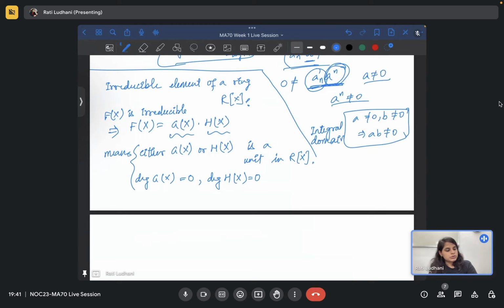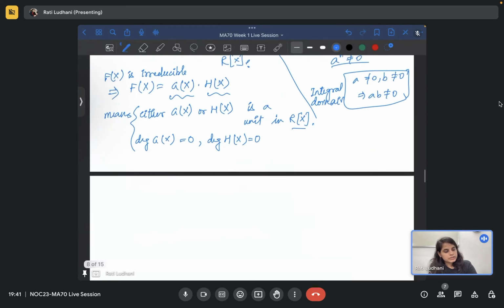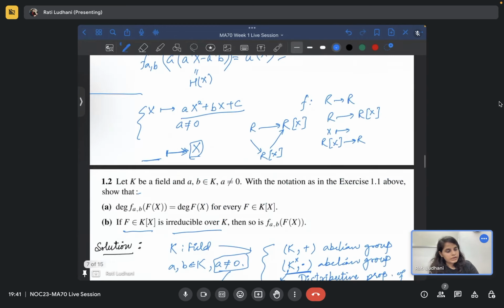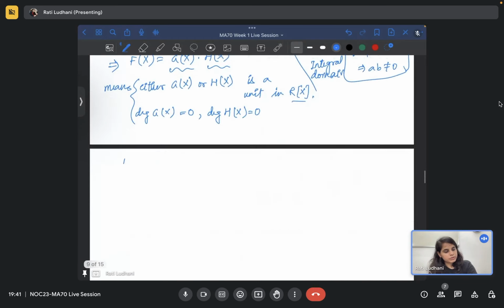Okay, so you have been asked: f belongs to k[x] is irreducible in k[x], that is given. And to check whether f_{a,b}(f(x)) is irreducible or not, that is your question.